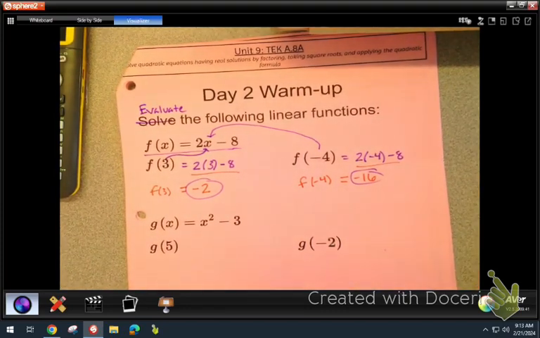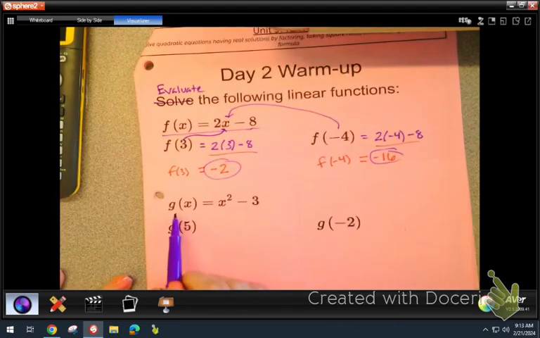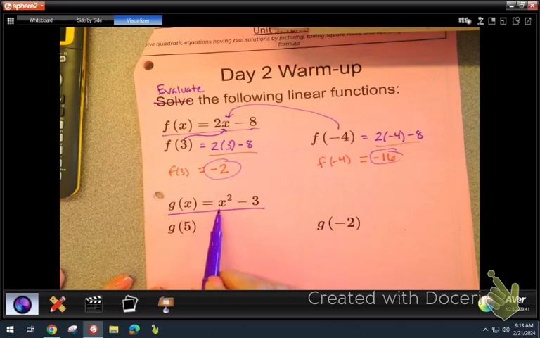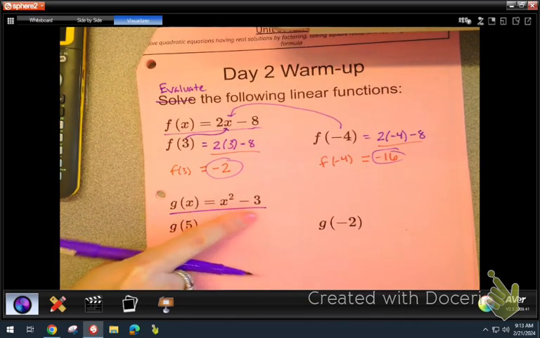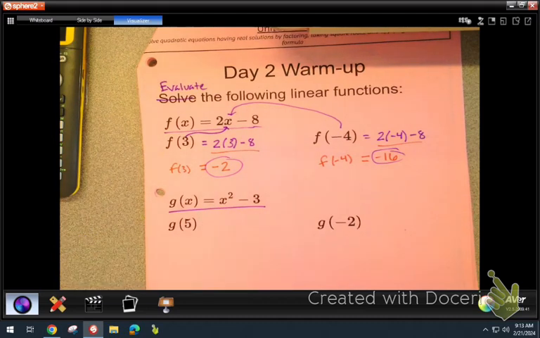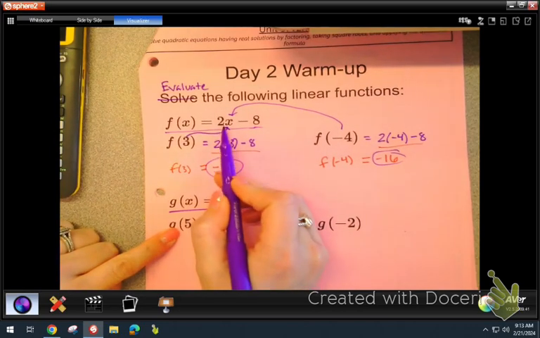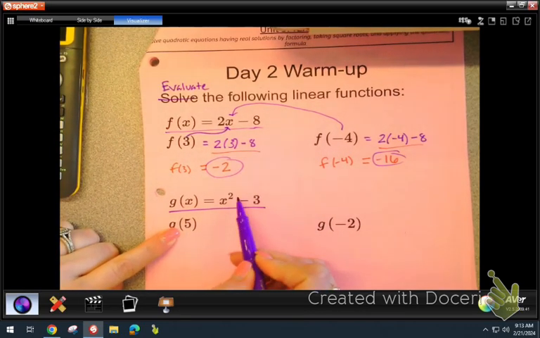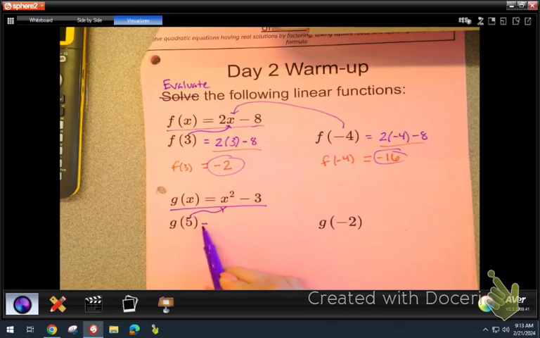Now, function g, we might have some differences here, so let's talk about what's happening in function g. G of x is equal to what? Read me the function. X squared minus 3. It's the same idea as far as replacing x with a number. However, this time, instead of multiplying x by a number, it's squaring that.